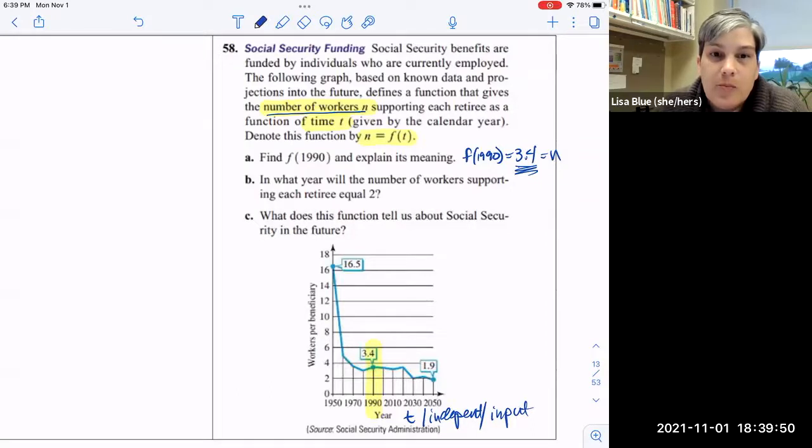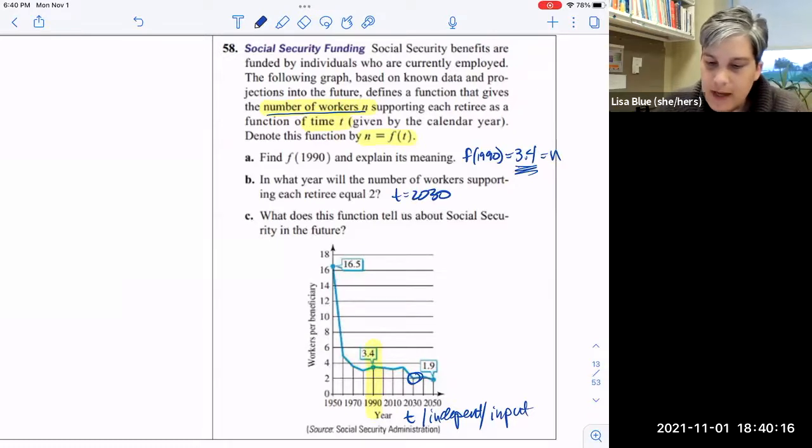If we look at B, in what year will the number of workers supporting each retiree equal 2? That's telling us to look at the output. And just squinting at this graph, I would say that probably 2030 is the best option there because it's right at 2. All right, so t equals 2030.